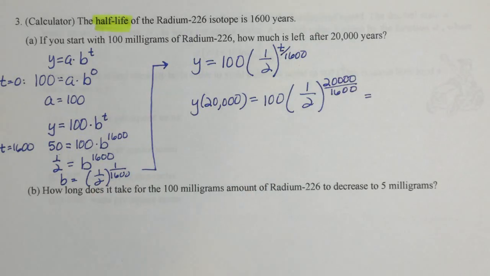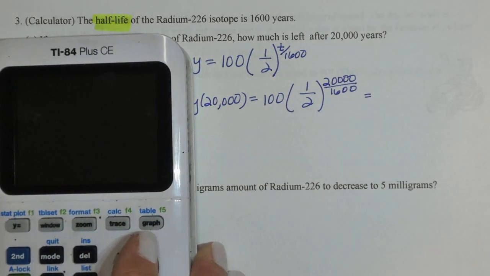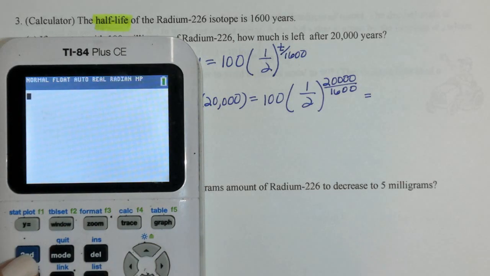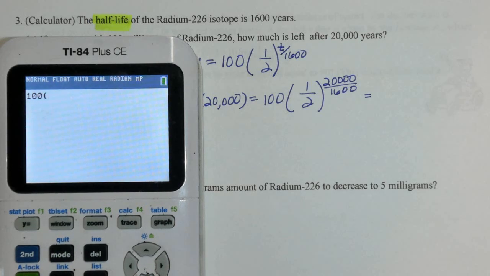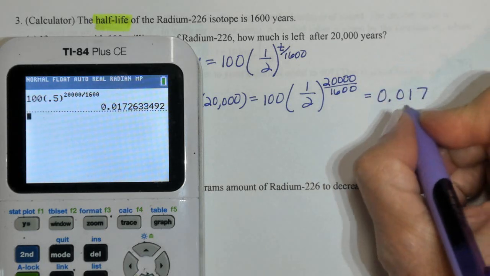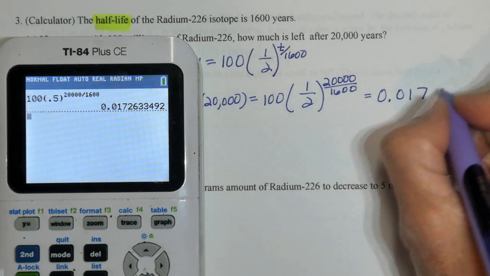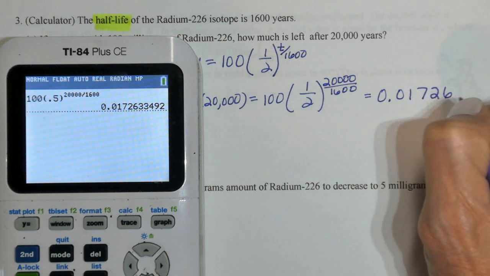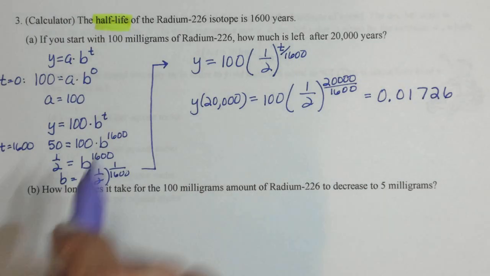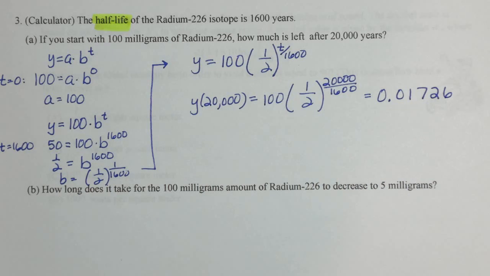And here we can use our calculator, so I'm going to grab my calculator. Haven't used it since my residual plot. Okay, 100 times 0.5 to the 20,000 divided by 1600. So there will be 0.017, at least 3 numbers after the decimal point. I'm going to give another couple, but at least 3 after the decimal point. And that is how many milligrams are left after 20,000 years.